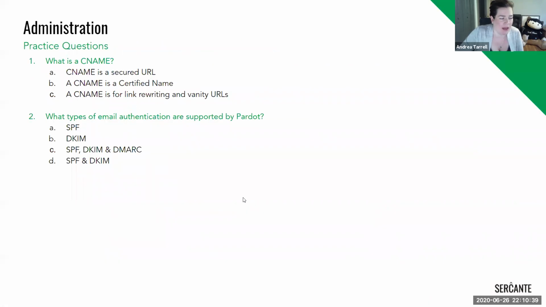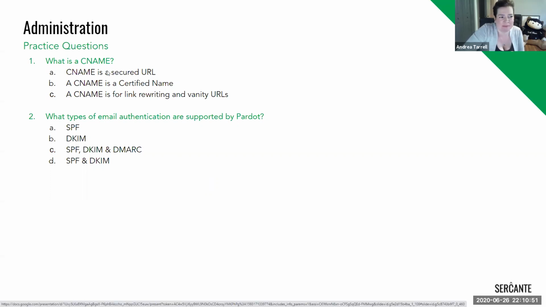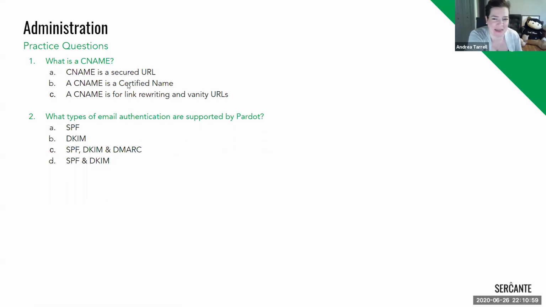I'm gonna keep going. All right, so some practice questions that you could expect to be on the certification exam. So what is a CNAME? I guess we don't really have a way of you guys weighing in on these through Zoom, but maybe just read through the answers and think about which you would pick. And then the second question, which types of email authentication are supported by Pardot? SPF, DKIM, and DMARC, or SPF and DKIM. And the answers to these are C for number 1 and D for number 2.